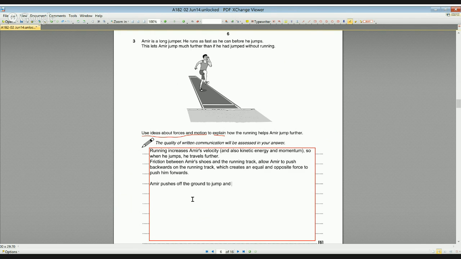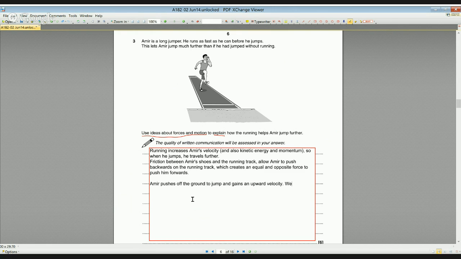Jump and gains an upward velocity. So he was running forwards, which gave him sort of a horizontal velocity forwards along the track, but by pushing his feet off the ground, now he gains an upward velocity. He's flying into the air.